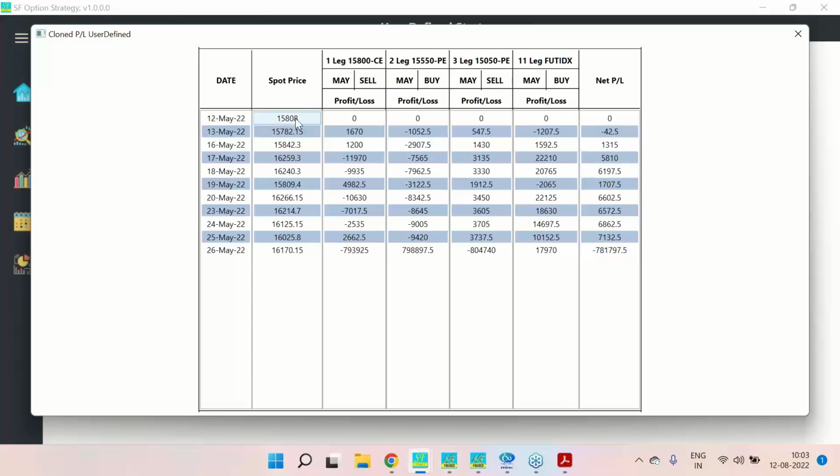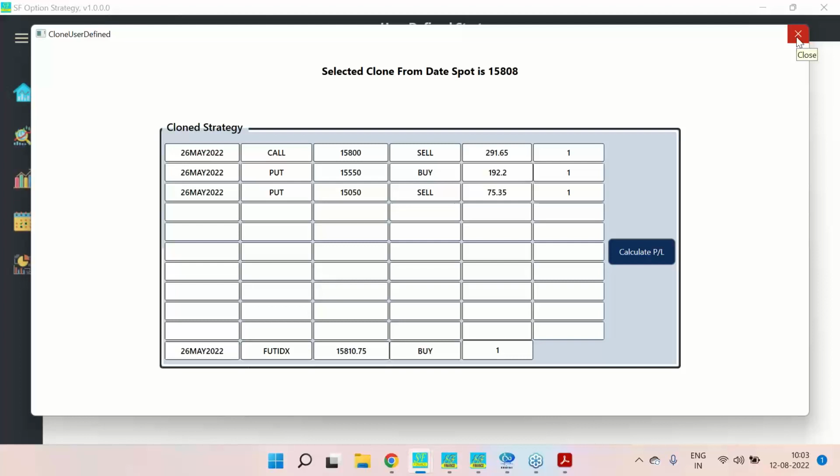But these two also, 15,800 to 16,125, there was a 200 point upmove. The strategy has given 5 to 6,000 rupees profit. In fact, volatility was more in the month of May. In the month of June, the VIX was around 25%. So currently you are below 20%.